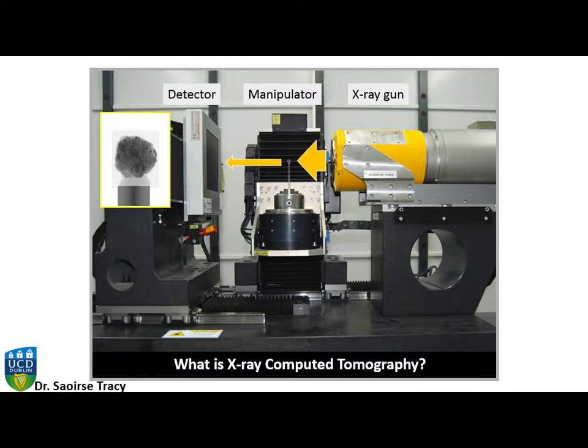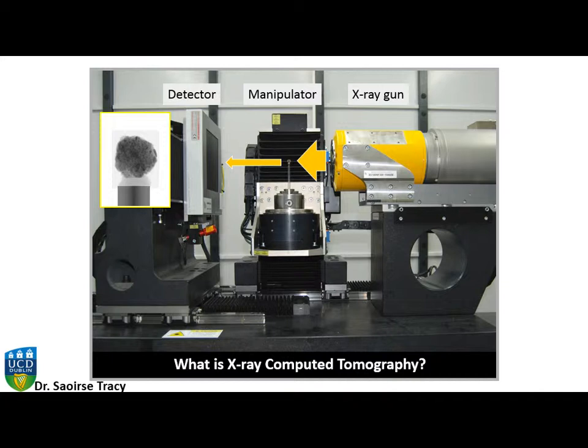They were originally developed for the medical field. Inside most X-ray CT scanners used for research, you would see these three things. You'd have an X-ray gun here, the yellow tube, then a manipulator stage. On this stage, we've got a glass rod with a soil aggregate stuck on the top, and then a black panel at the far end, that's the detector. That's where all of the imaging data is collected.